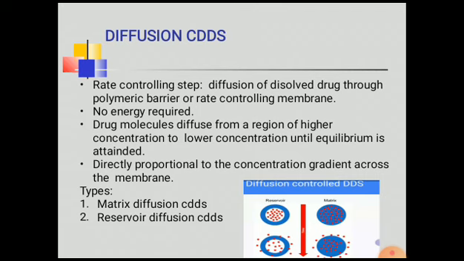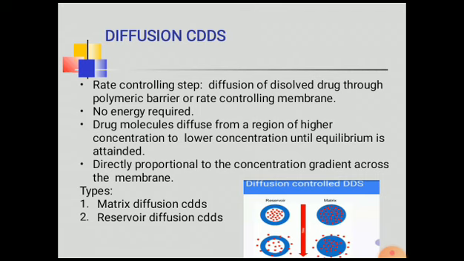But in the case of a diffusion system, these polymers will not get dissolved. They will not rupture. With the help of pores, the diffusion mechanism takes place. So that is the difference. We know what diffusion is: when drug molecules move from a region of higher concentration to a region of lower concentration until equilibrium is reached, that is called diffusion. The rate controlling step here is the diffusion of dissolved drug through the polymeric barrier or rate controlling membrane.